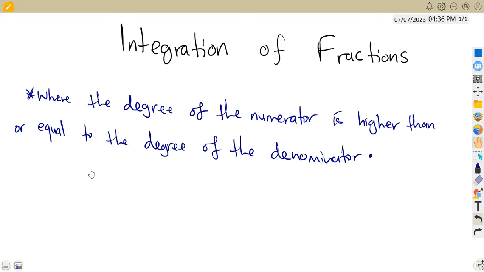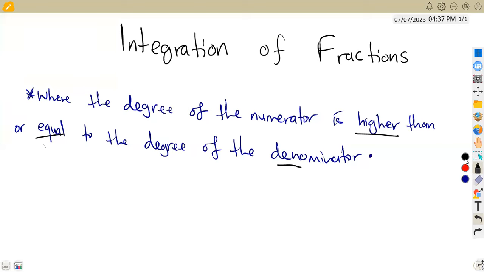In this platform, we shall be working with the integration of fractions. We shall be focusing on fractions whereby the degree of the numerator is higher than or equal to the degree of the denominator. So we are talking about a fraction in this case. If the degree of the numerator is higher than or equal to the degree of the denominator, these are the fractions that we shall be considering in this platform.